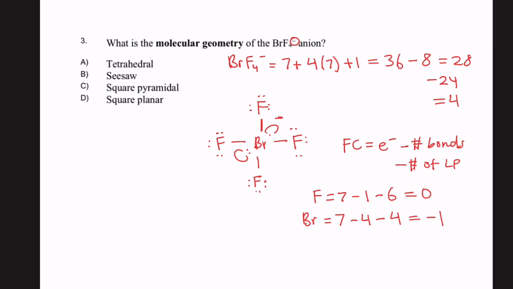And what is the molecular geometry of this? This is square planar. You can think of this because the 2 lone pairs are on opposite sides, and then the fluorines will form a square around the bromine.